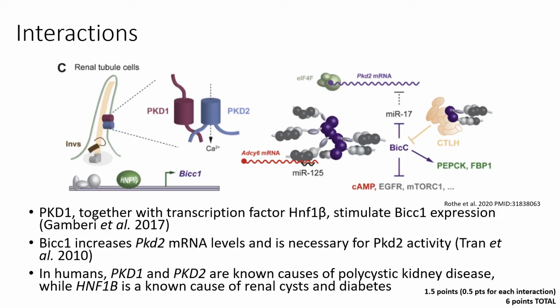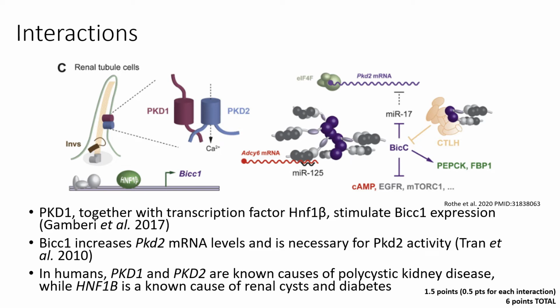Evidence also suggests that BICC1 interacts with other proteins known to cause cystic kidney disorders, specifically PKD1 and PKD2, which are both associated with autosomal dominant polycystic kidney disease, and HNF1B, which is known to cause the renal cyst and diabetes syndrome, or RCAD. In renal tubules, HNF1B and PKD1 stimulate BICC1 expression. BICC1 in turn promotes PKD2 mRNA translation by inhibiting MIR17. Here I'm awarding 0.5 points for each of these interactions for a total of 1.5 points.